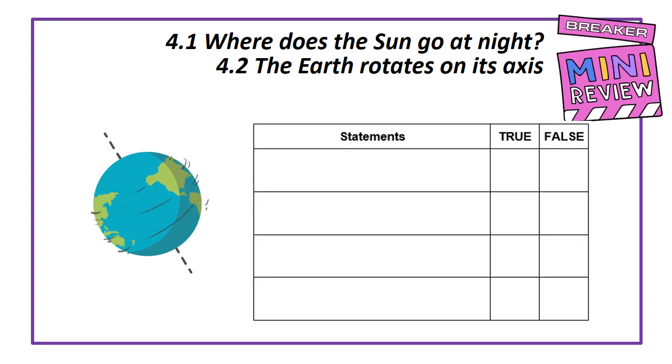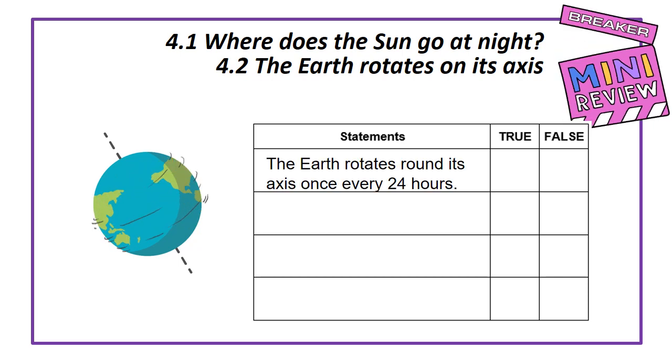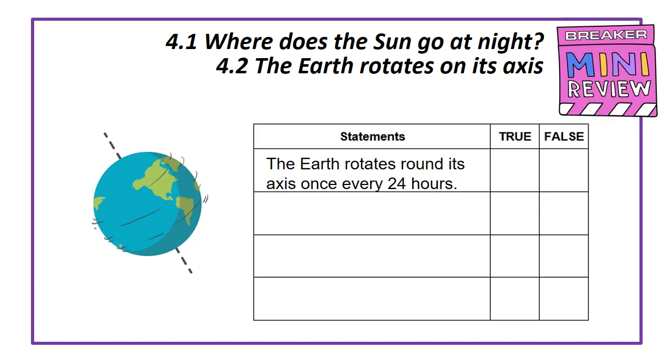I have here 4 statements, and all you have to do is to identify each statement whether it is true or false. Let's start with the first one. The Earth rotates round its axis once every 24 hours. Is this true or false? The answer? True.